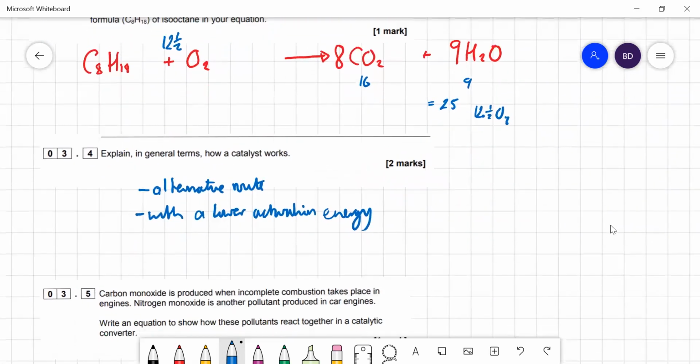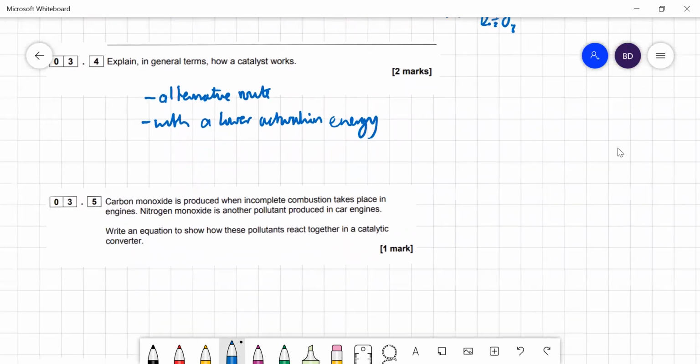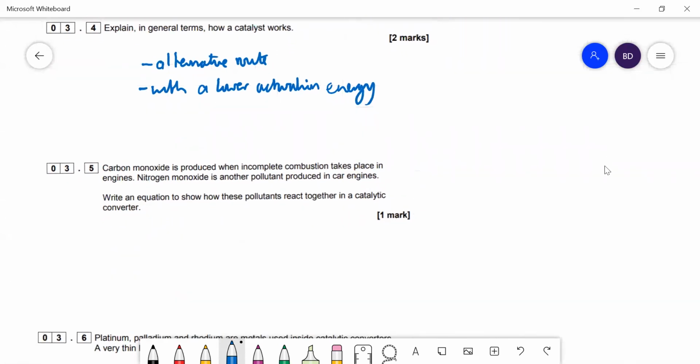1 mark for each of those points. Okay, carbon monoxide is produced when incomplete combustion takes place. Nitrogen monoxide is also produced. Write an equation to show these pollutants react together in the catalytic converter.